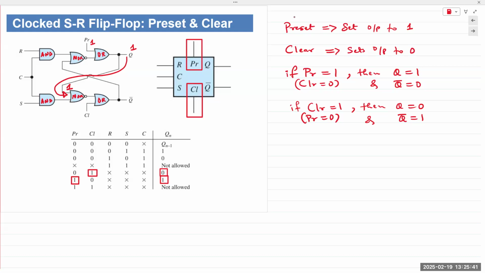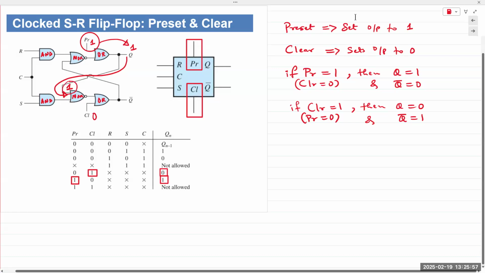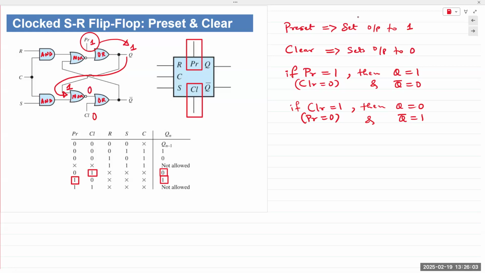So again, we start here. Preset goes 1, and clear at the same time must be 0, of course. So if preset goes 1, that gives us Q as 1. That Q as 1 is fed back into the input of the NOR gate. If a single input of a NOR gate goes 1, the output of the NOR gate goes 0. And that 0 is fed into the OR gate. 0 and 0 gives us Q as 0. Let's take a pause while you follow through the steps.